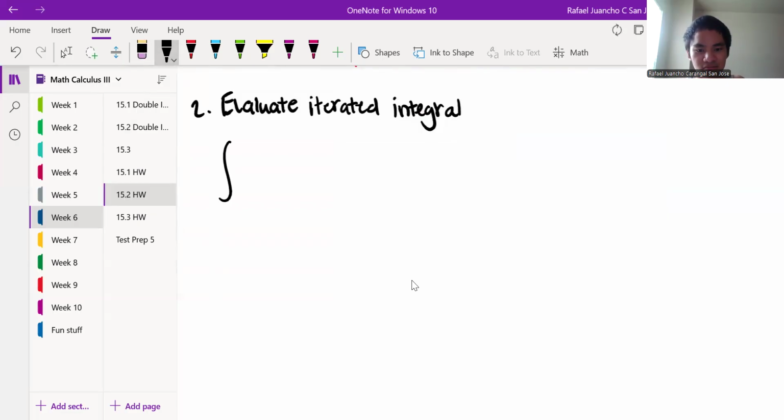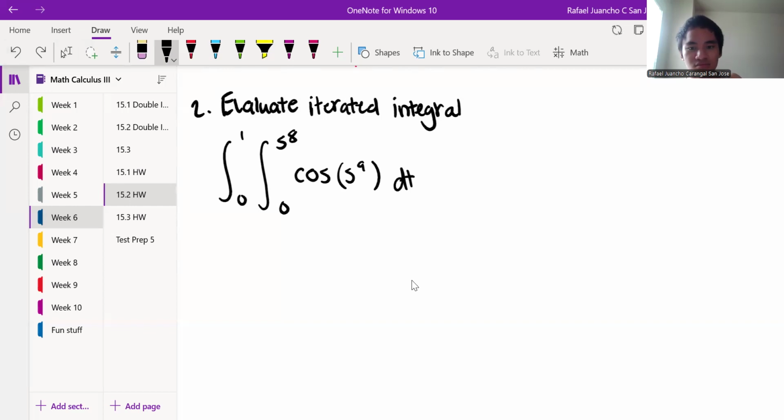Okay, so here's our integral. It's 0 to 1. It's a double integral actually. 0 to s. So instead of x and y, they changed it to t and s, I believe. Cosine of s to the 9. And then this was dt ds. So here I integrate with respect to t first, and then with respect to s.